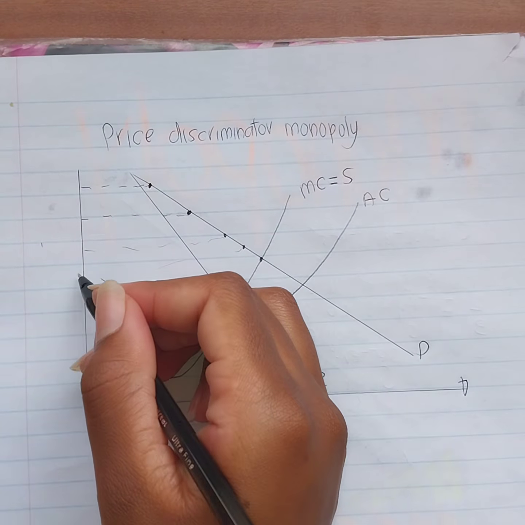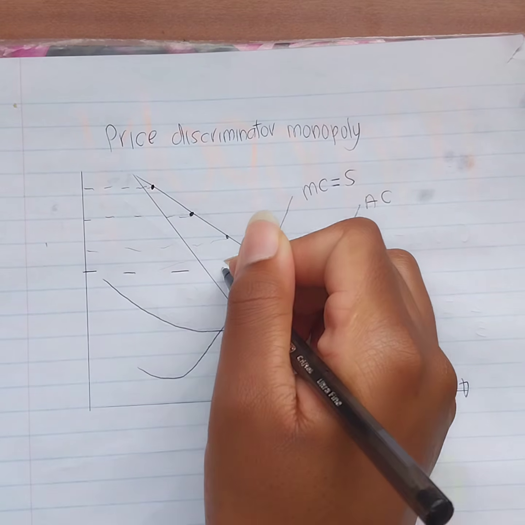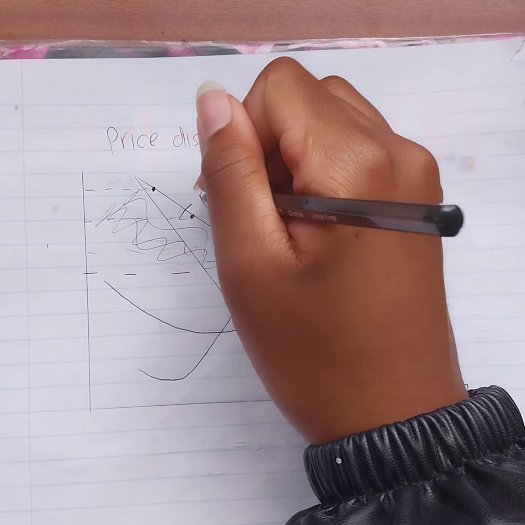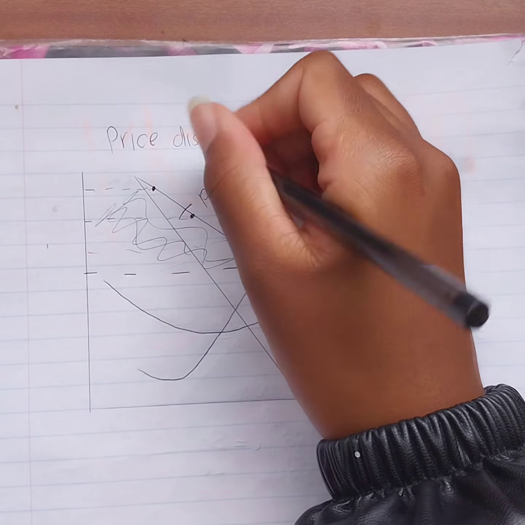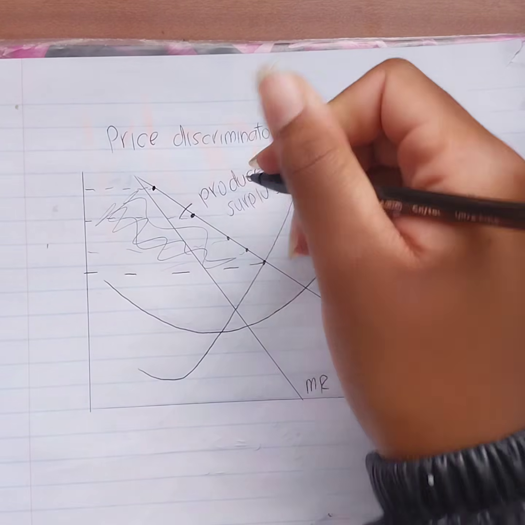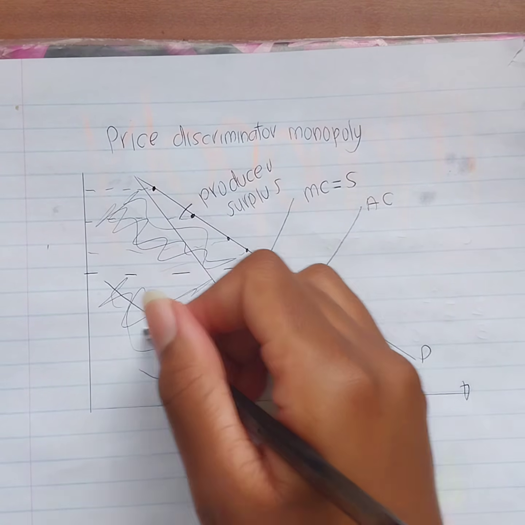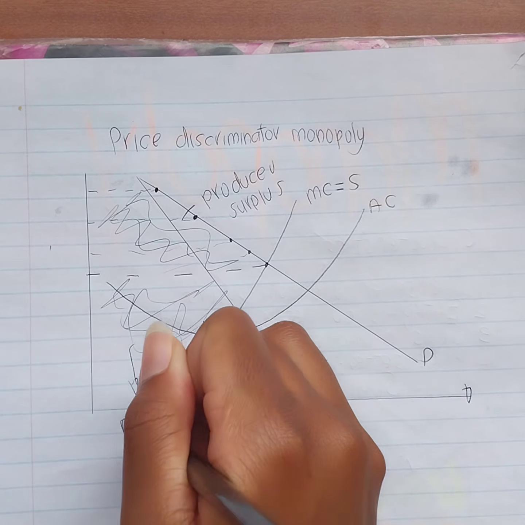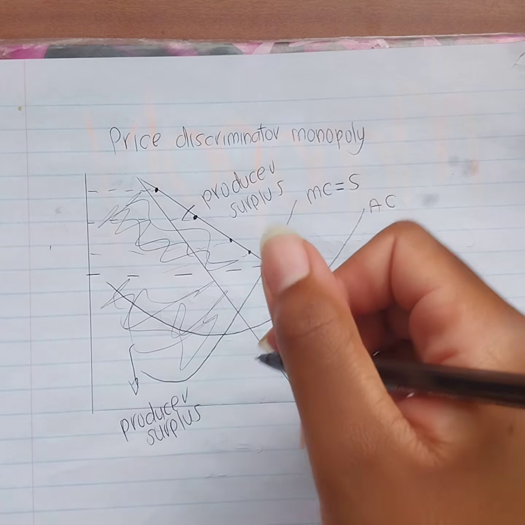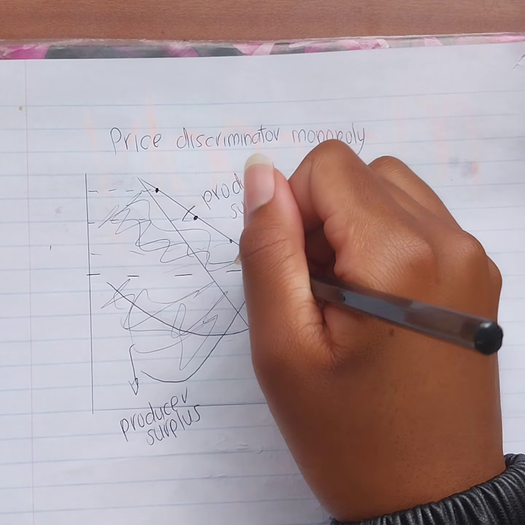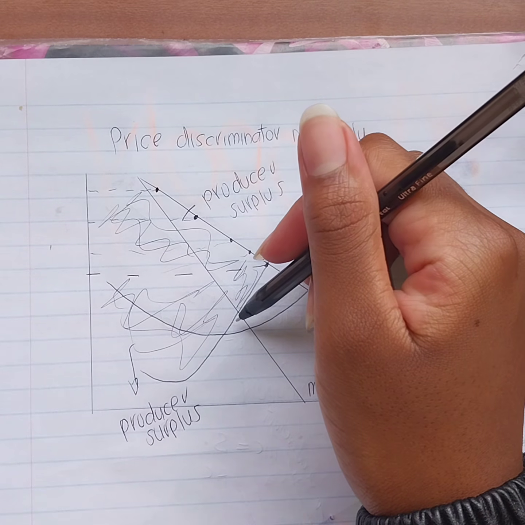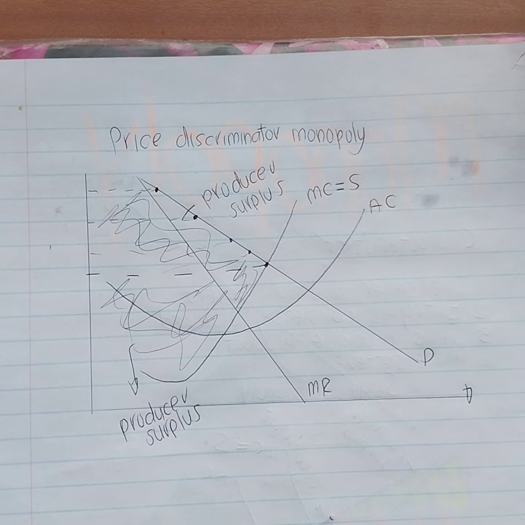So this whole area which was consumer surplus will now become producer surplus, as well as this whole area which was initially producer surplus, it will also still be producer surplus. But because we are actually at this point, there is no deadweight loss. So there's only producer surplus, no deadweight loss, no consumer surplus, right? So that's basically the important thing you need to know about a price discriminator monopoly.